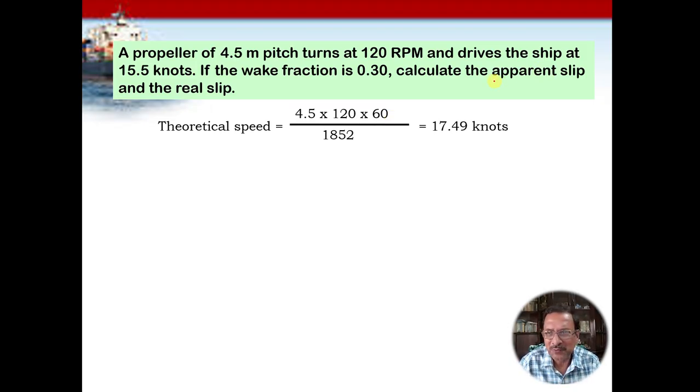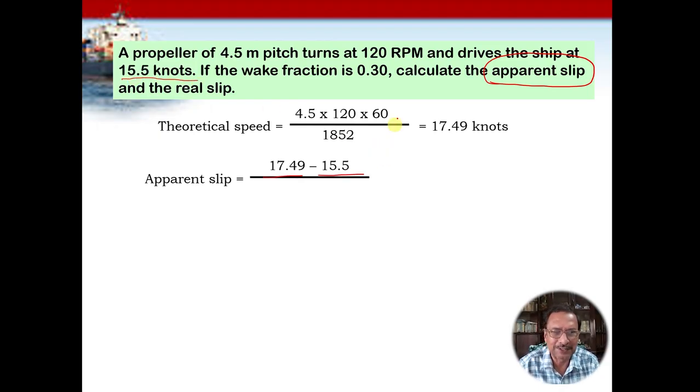And we have to calculate first the apparent slip. The apparent slip, if you remember, as we just did, is theoretical speed, that is 17.49, minus the ship speed, which is given over here, divided by the theoretical speed. This gives us the apparent slip, which turns out to be 11.38%.